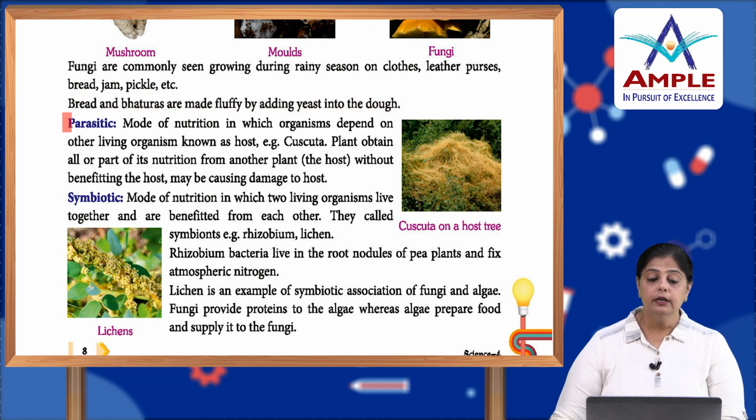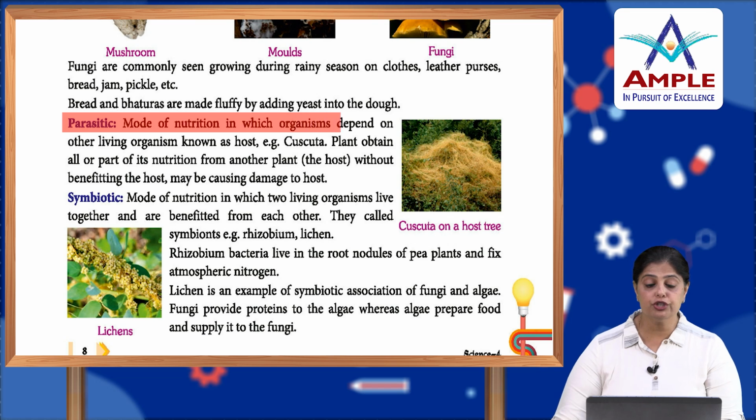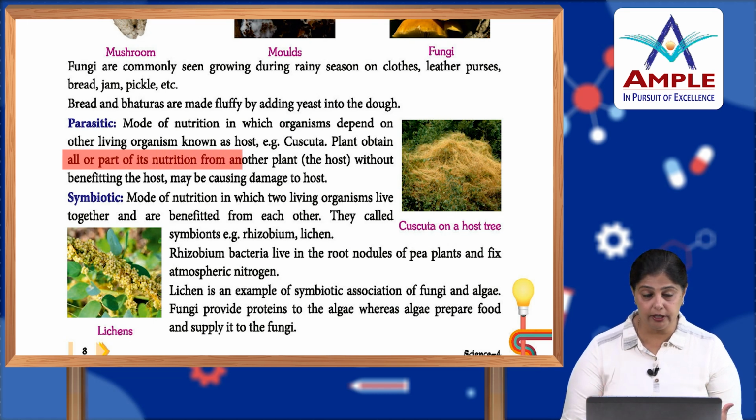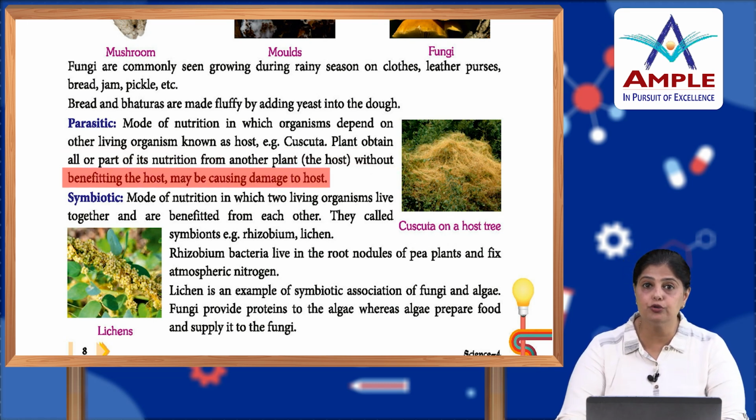Now, let us look at the parasitic mode of nutrition. In this mode of nutrition, organisms depend on another living organism, which is known as the host. Example, the cuscuta. The plant obtains either the entire or part of its nutrition from another plant, without benefiting the host, which may be causing damage to the host.